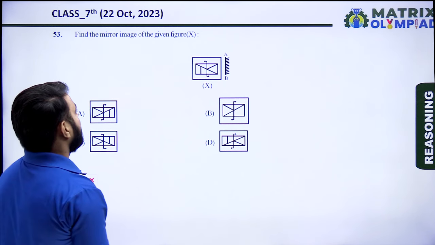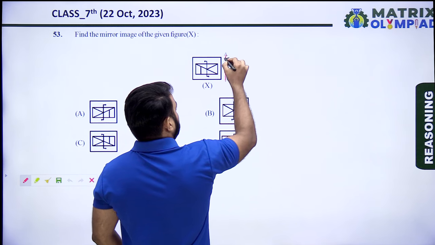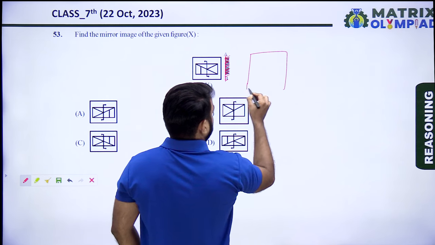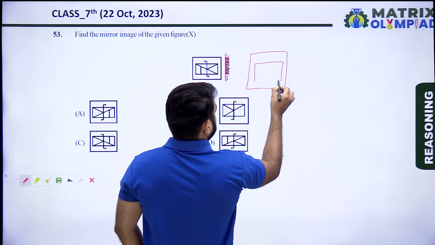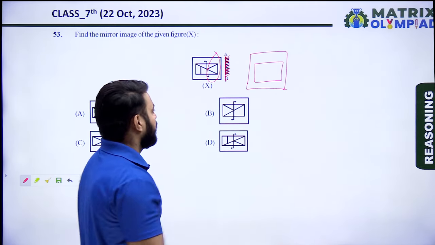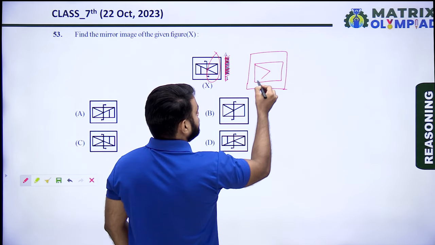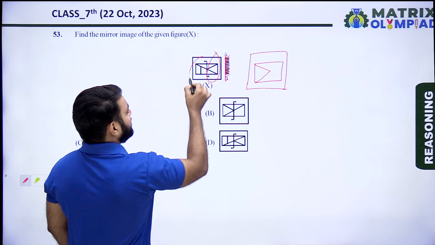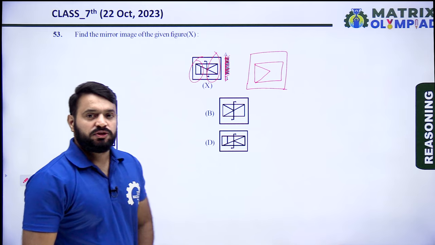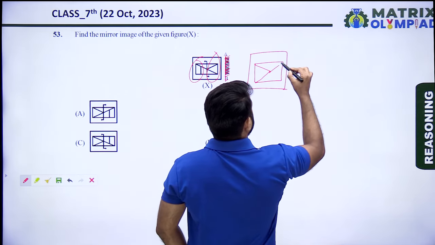53. Find the mirror image of the given figure. AB represents the mirror. So find the mirror image of X. This part is near the mirror, then in the mirror image also this part will be near the mirror. And this part is away from the mirror, so it will remain away from the mirror in the mirror image.